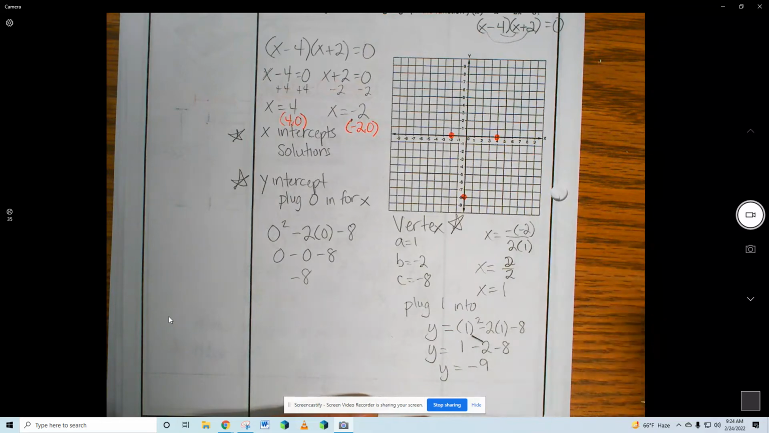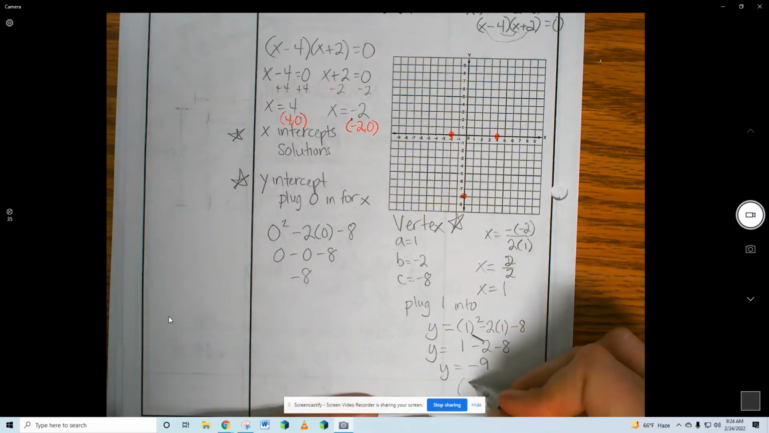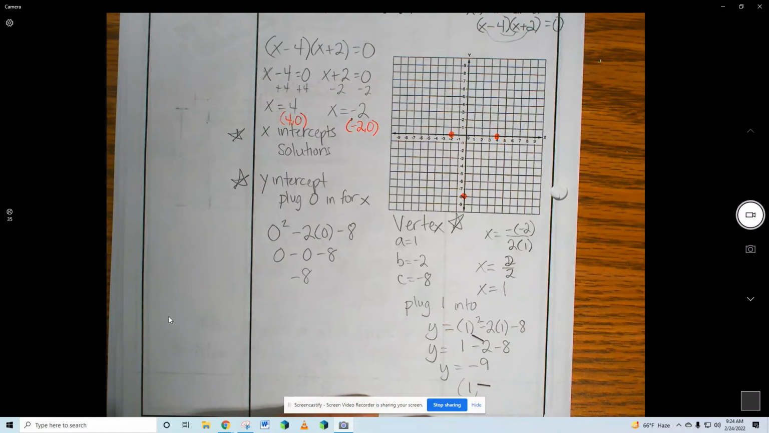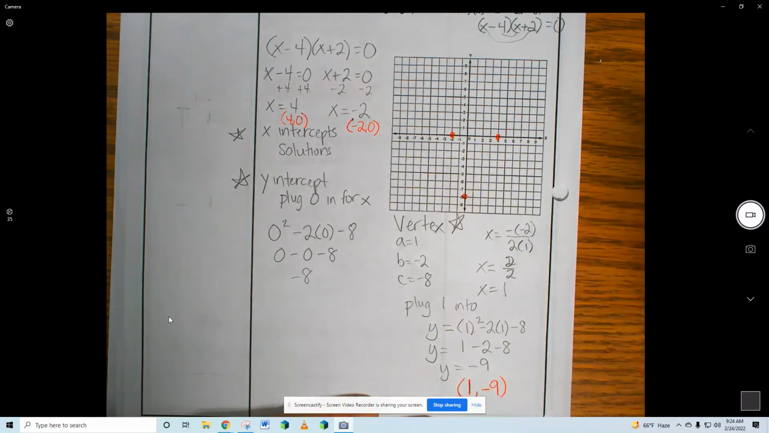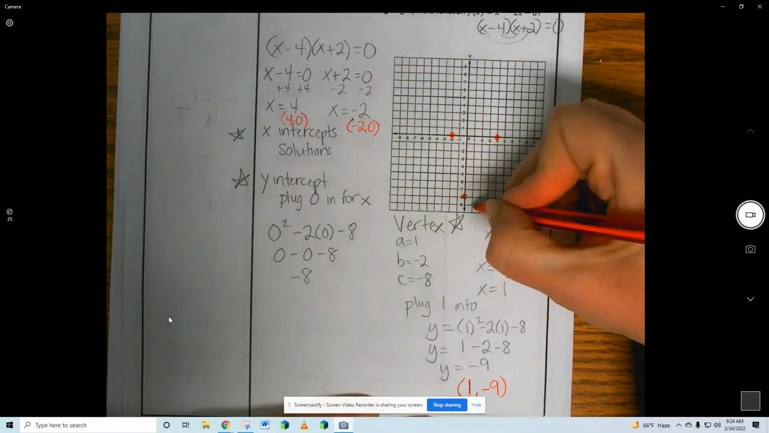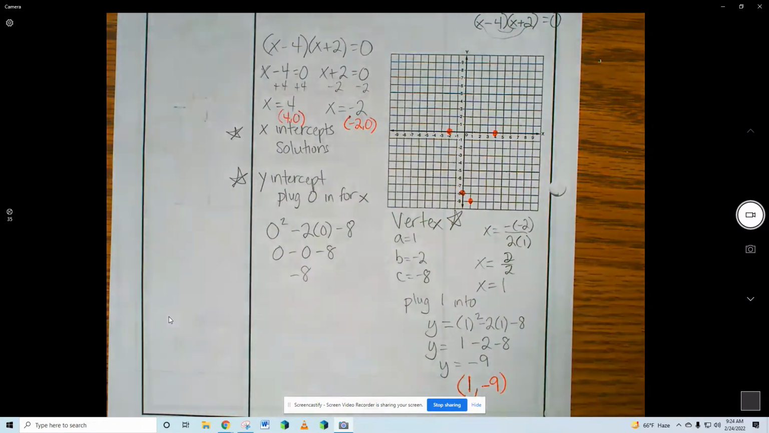So my vertex is (1, negative 9). Over 1, down 9. So I've really got a good shape here. I know what this looks like.